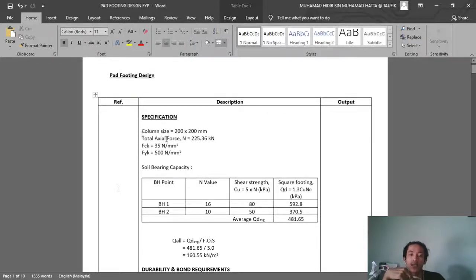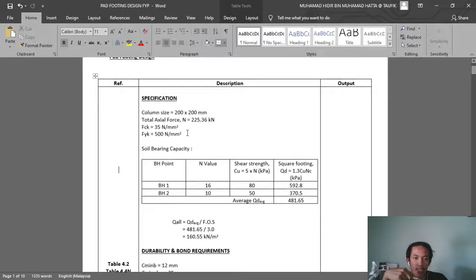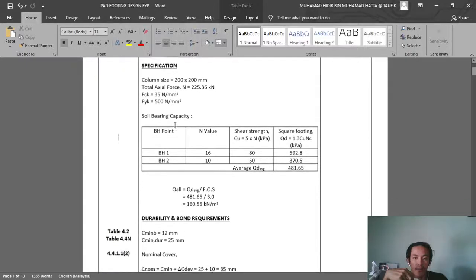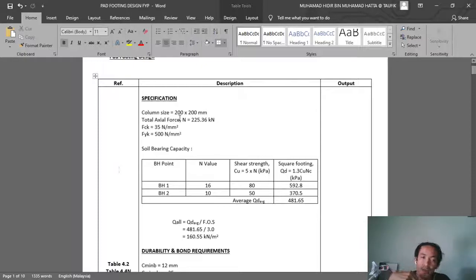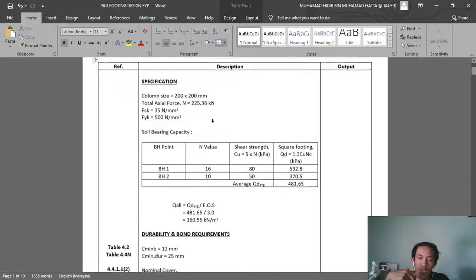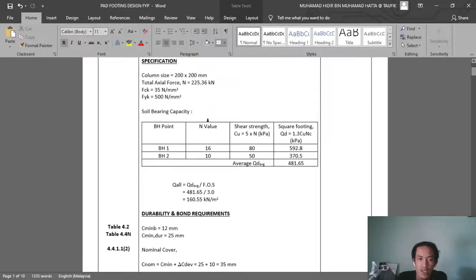The column size is the same, 200 times 200 millimeter, and then we use fck and fyk. The difference of this calculation from the others is that for the pad footing, we need to identify the soil bearing capacity. Soil bearing capacity is the capability of the soil to resist the load that is transferred from the top, which is from the building.